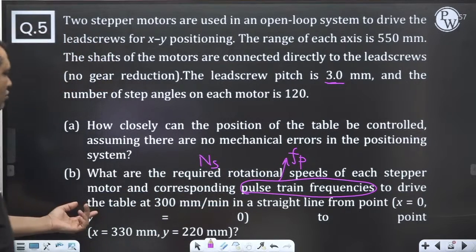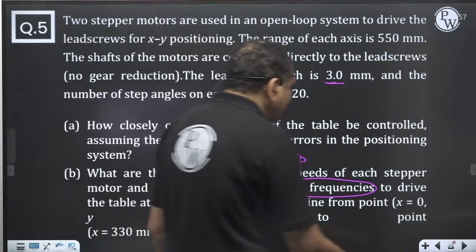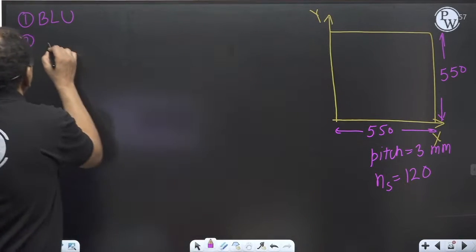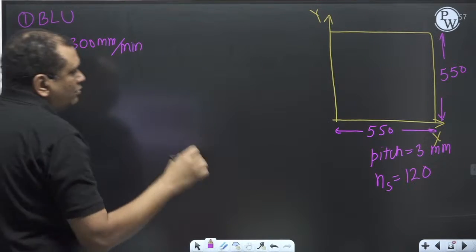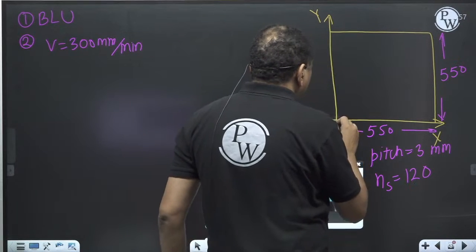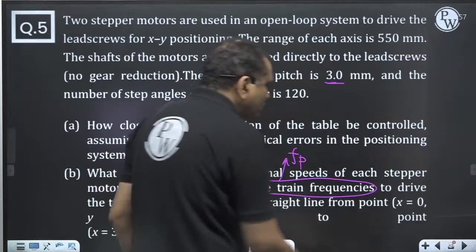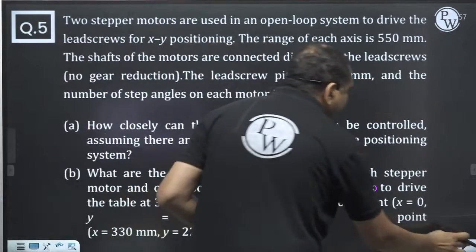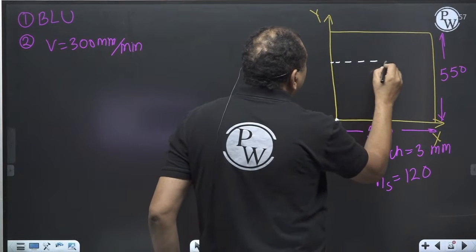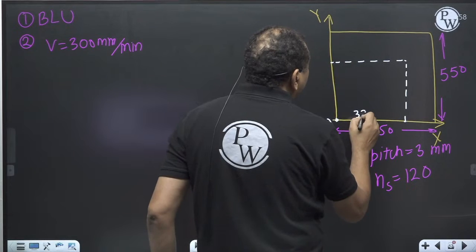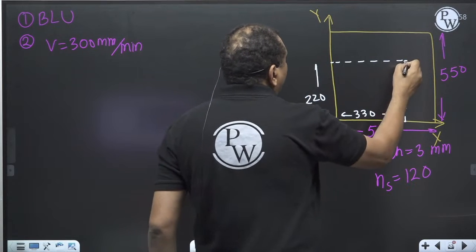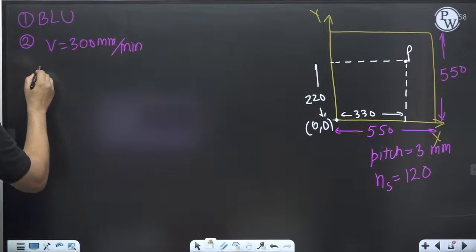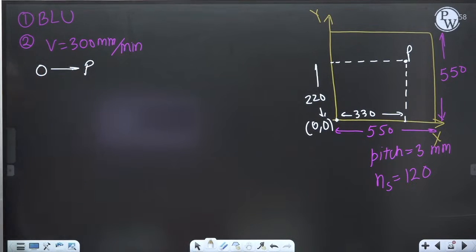To drive the table at 300 millimeters per minute, table speed is 300 millimeters per minute from (0,0) to (330, 220), up to this point P. So I want to go from point O to P. So this is the data given to you.